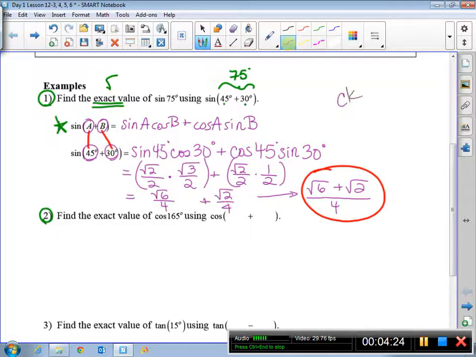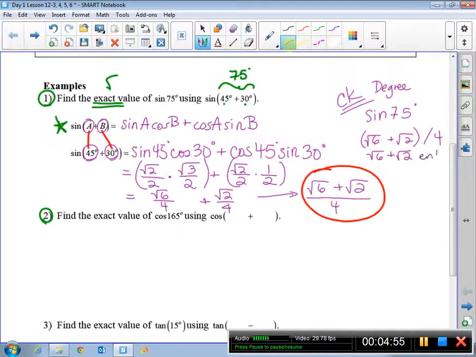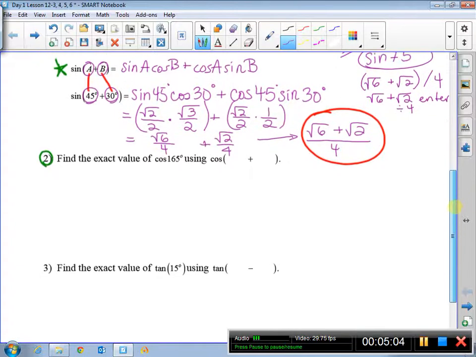If you really wanted to check, you want to put your calculator in degree mode and put in the sine of 75 degrees. Hit enter and see what you get. Then try and put in, you might want parentheses if you're going to do it all in one, the square root of 6 plus the square root of 2 divided by 4. Otherwise, do the square root of 6 plus the square root of 2, hit enter, and then divide by 4. So what you got for the sine of 75, of course, should match. Let's try another one of these.